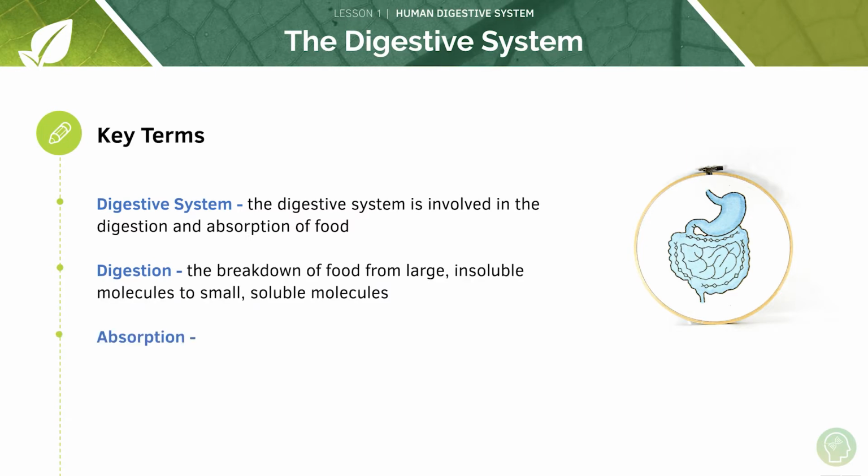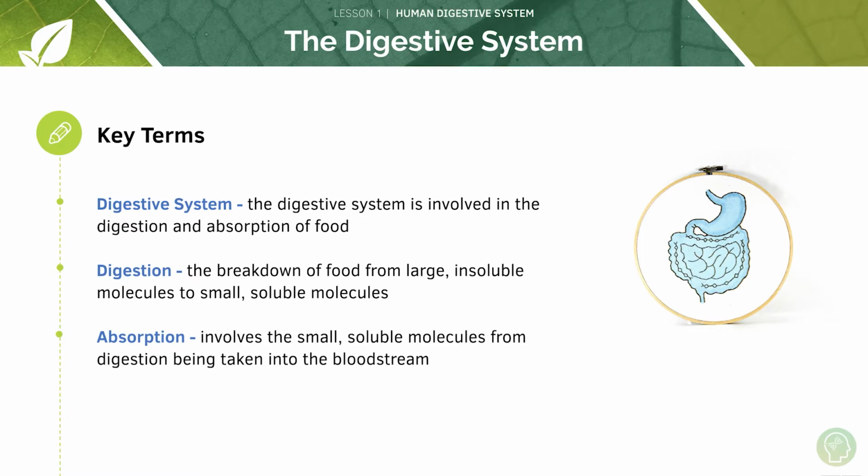And so what does absorption actually mean? Well, it involves the small soluble molecules that have been broken down in digestion being taken up into the bloodstream, where they can then be utilised by the body. So these are all really key definitions, so you're going to have to memorise these, and these are really easy 1 markers that you can get in your exam.